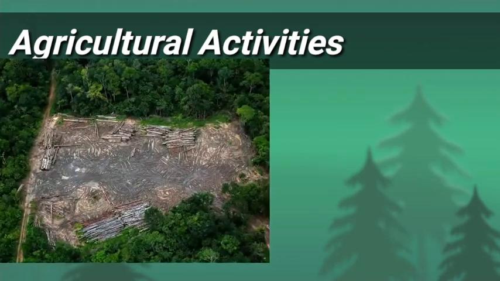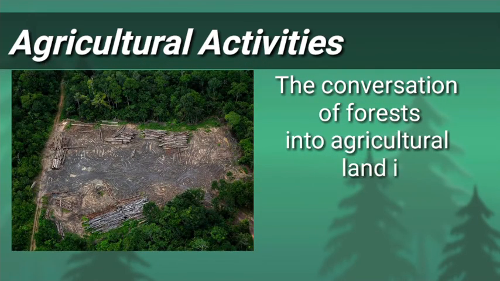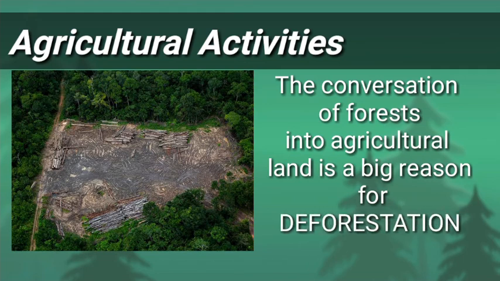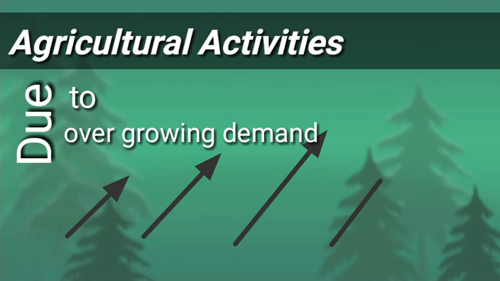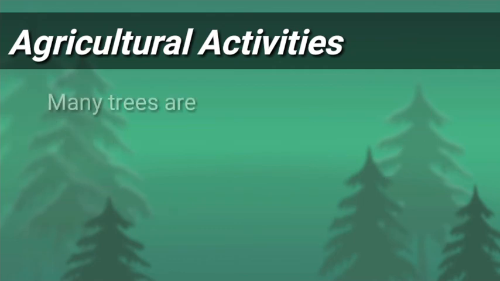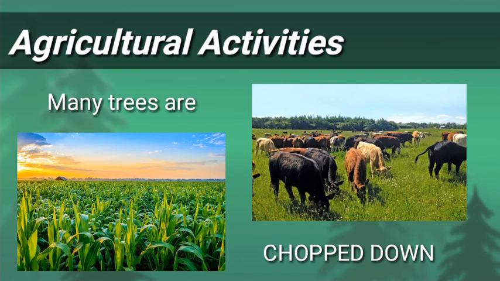Agricultural activities. The conversion of forest into agricultural land is a big reason for deforestation. Due to the overgrowing demand for food products, many trees are chopped down for crops and for cattle grazing. Over 40% of the forest is cleared to obtain land and meet the needs of agriculture and wood.